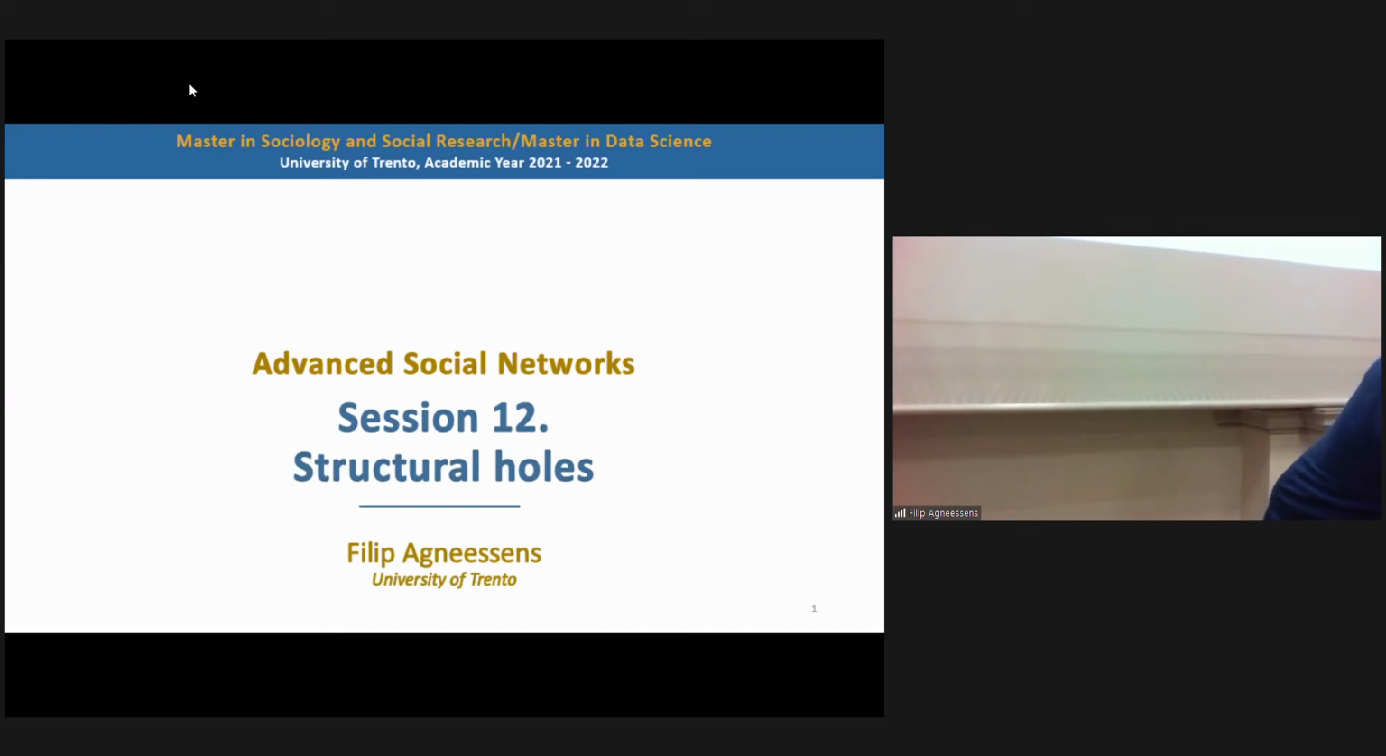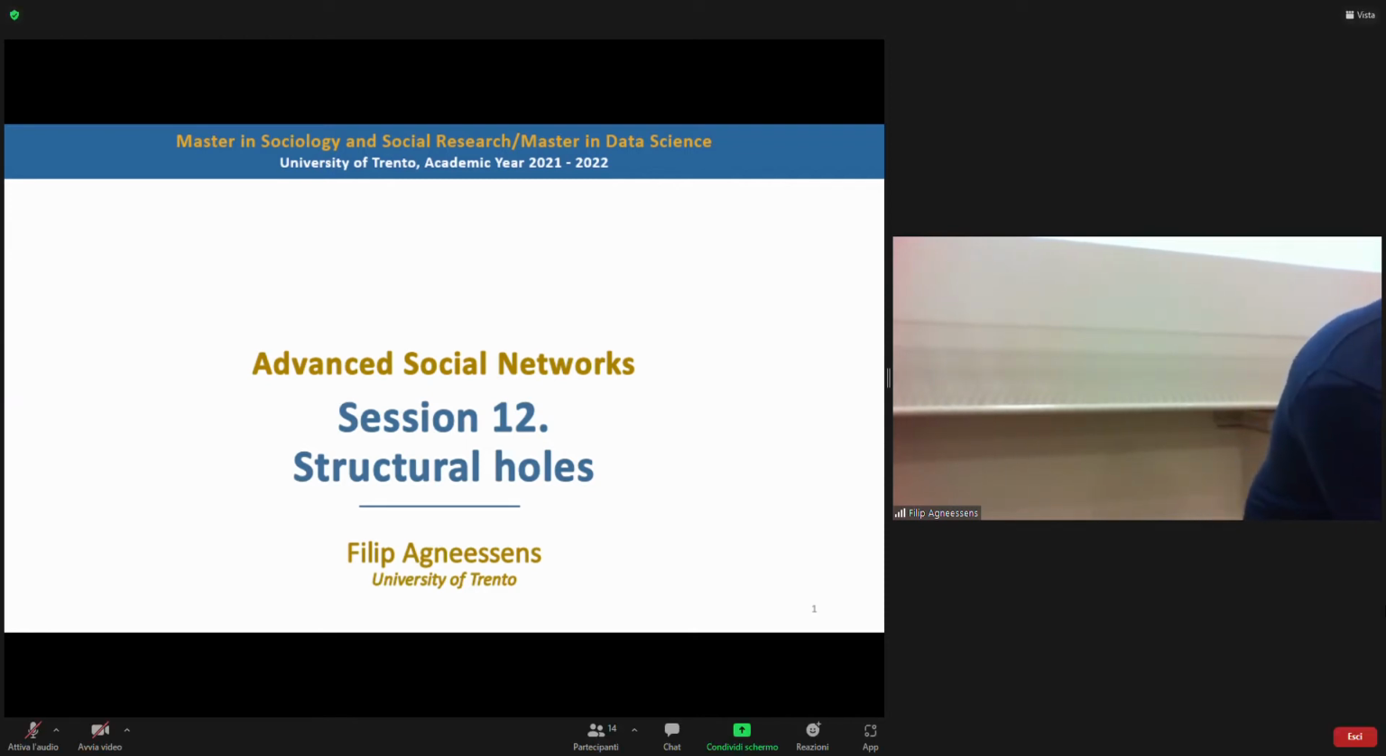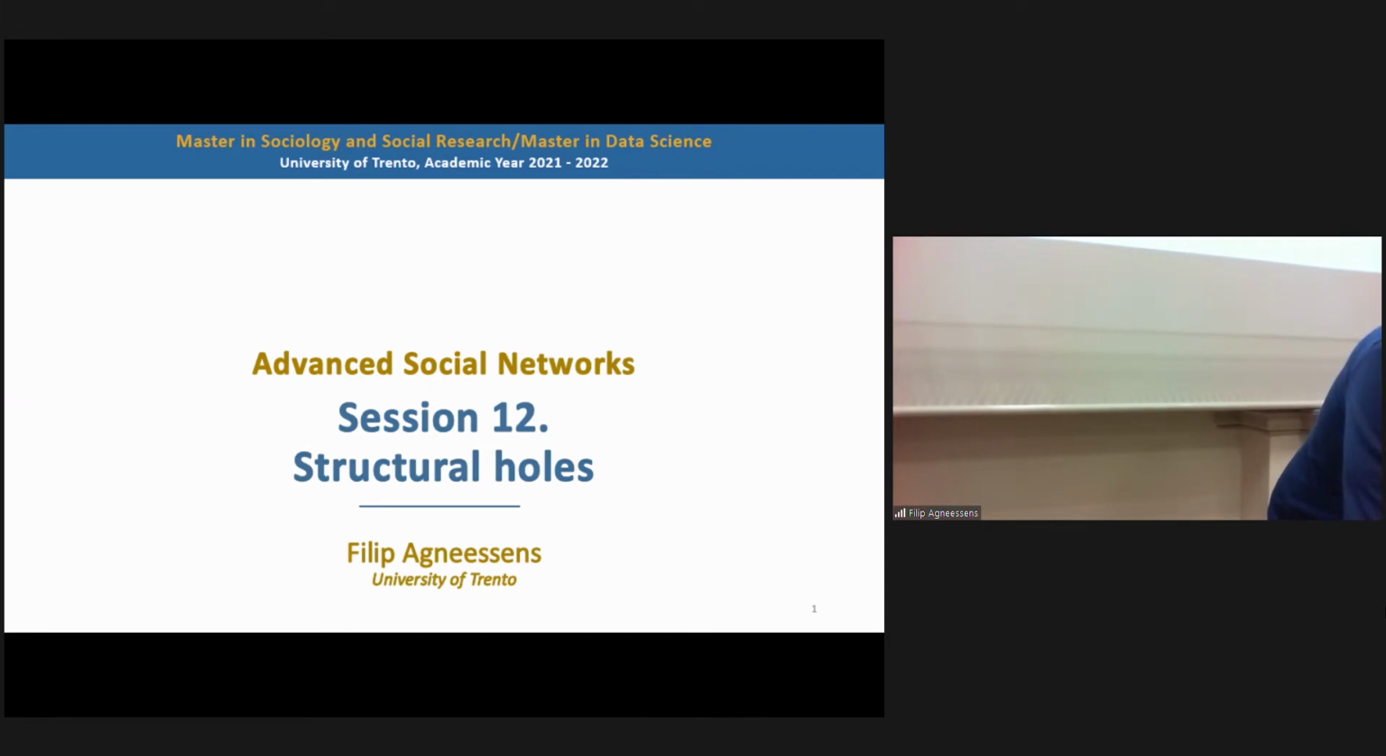...has structure holes, Burt's structure holes, closure, openness, sort of things. And I want to talk about one measure of structure holes. Well, first, some simple measures for openness and closure, and then there's the constraint index from Burt.